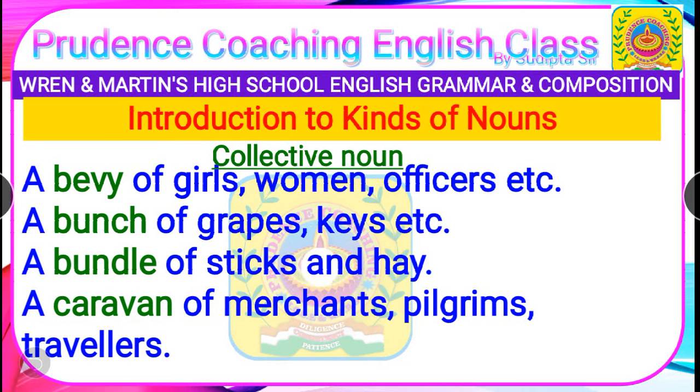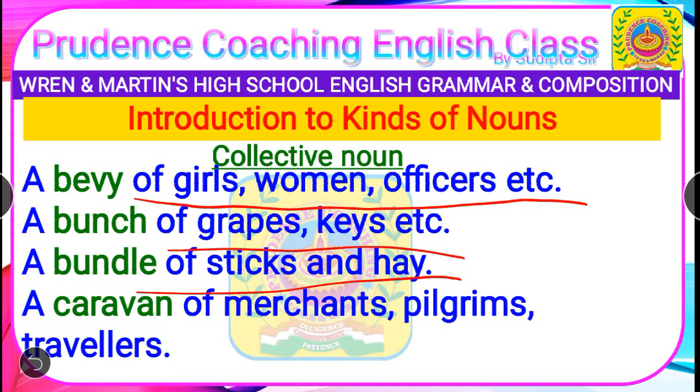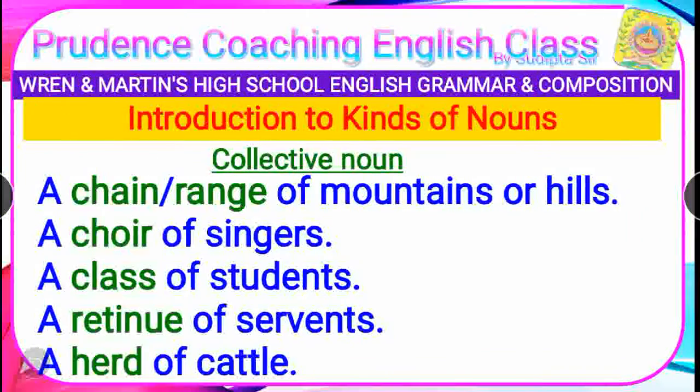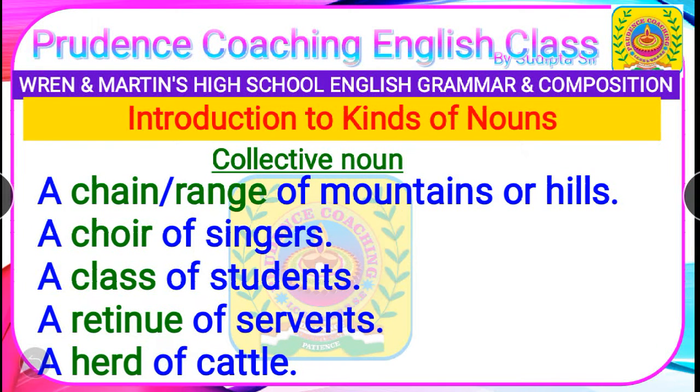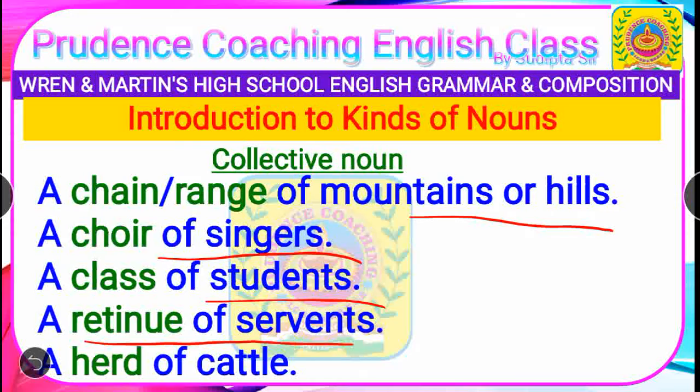and in the same way it can be explained like that: a bevy of girls, women, or officers, a bunch of grapes, a bundle of sticks, a caravan of merchants, pilgrims, travelers, and so on. Next examples, we have a chain or range of mountains or hills, a choir of singers, a class of students, a retinue of servants, a herd of cattle.